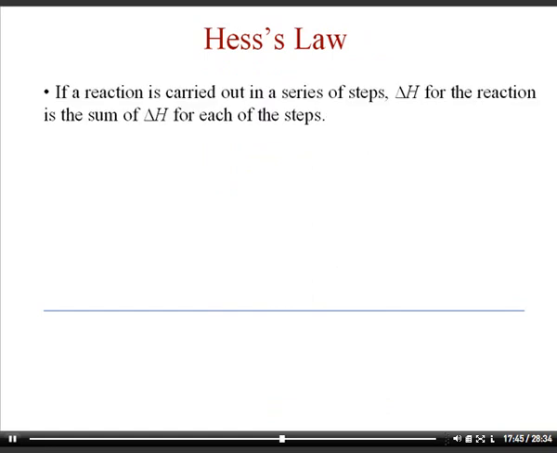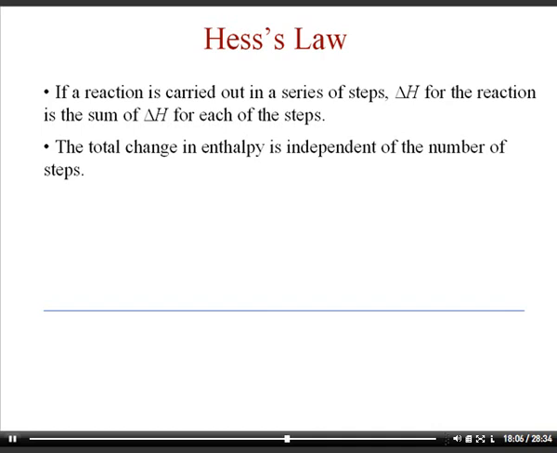Now we talk about Hess's law, which is a pretty important concept we use a lot throughout the year. It's introduced in this chapter, but again, it's used all over the place. If a reaction is carried out in a series of steps, the total delta H for the entire reaction is just equal to the sum of the delta H's for each step. The total change in enthalpy is independent of the number of steps, so this works with a 1-step reaction to a 10-step reaction or whatever.